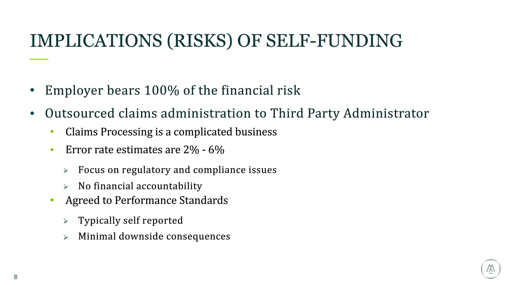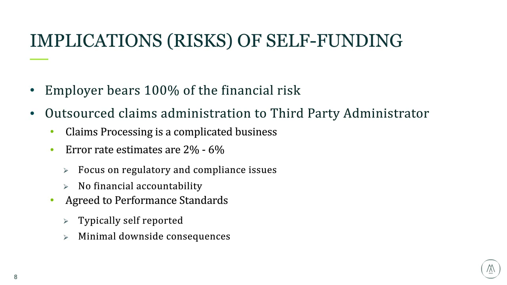And as they should be outsourced, but I will tell you, claims is a very complicated business. It's what we live in day in and day out. And the error rates are significant and substantial. Error rates range in the neighborhood of 2 to 6% for the typical payer out there. Some estimates are much larger than that. And you ask, why is that? Why is there such a big error rate?